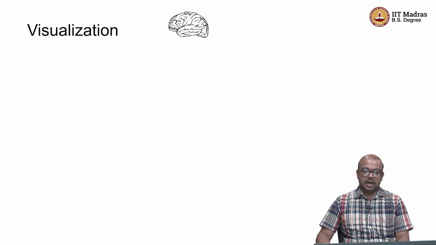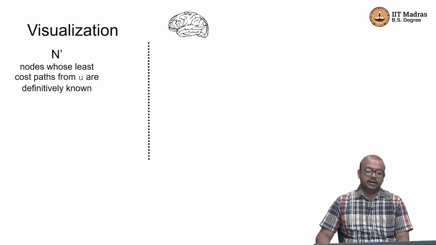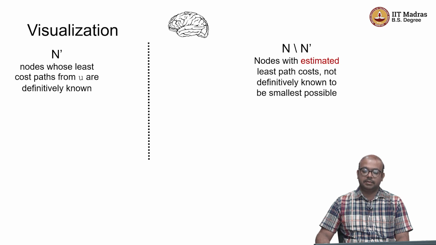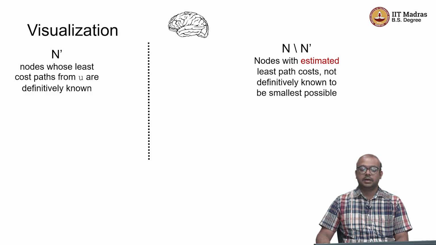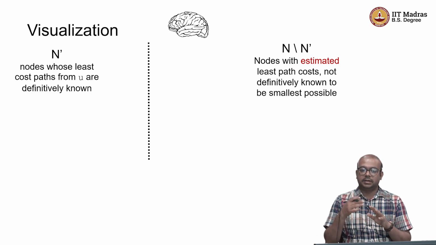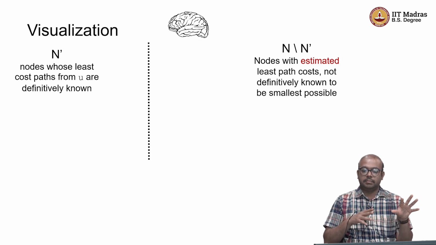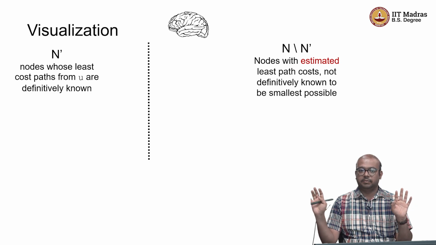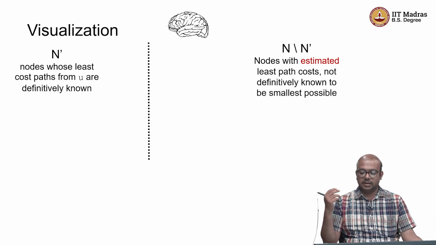So, let us have a quick visualization of that algorithm. On the left hand side we have N prime, where nodes whose least cost paths from U are definitively known, and on the right hand side you have N minus N prime, where the nodes with estimated least cost path are not definitively known to be the smallest possible. So, it may not be the optimal path, but we are in the process of finding out the optimal path. Okay. So, we have N prime, and on the right hand side N minus N prime. So, it is a set notation, that is why we are using this slash. Okay. So, N is the set of all the nodes.